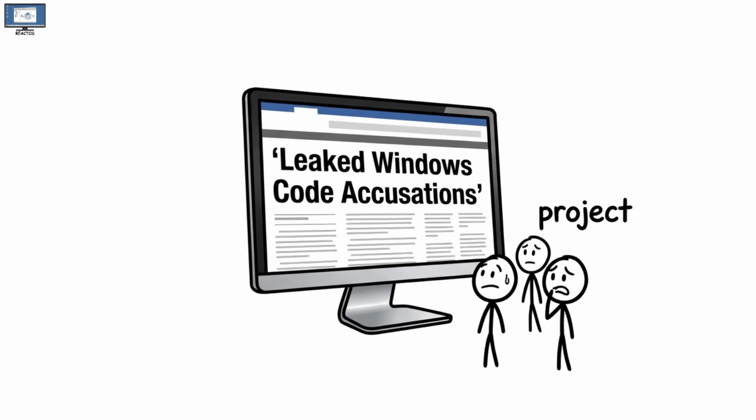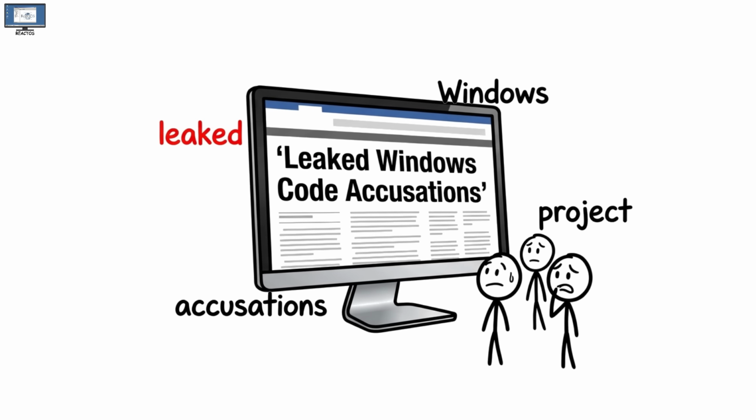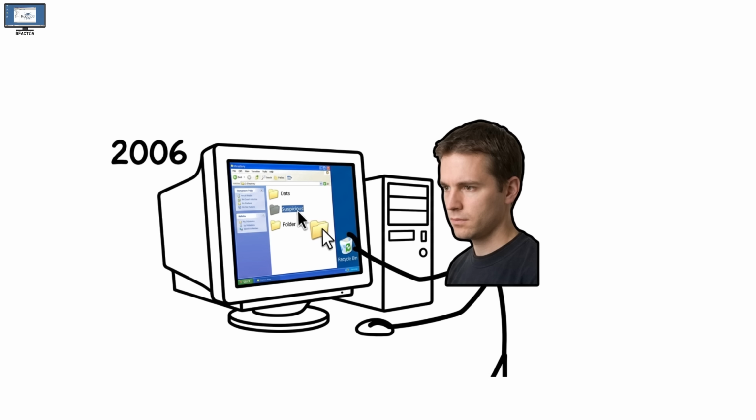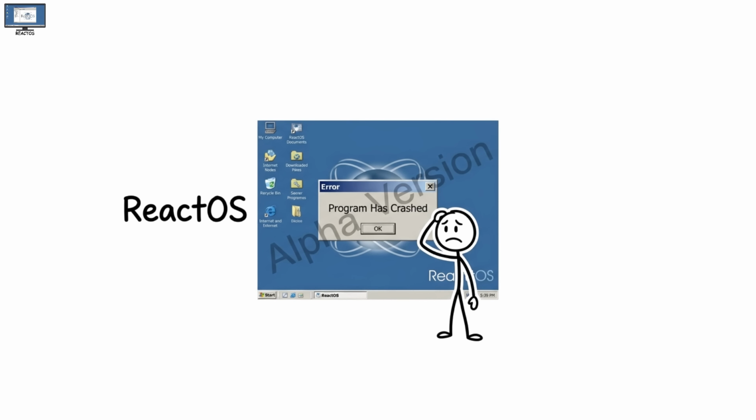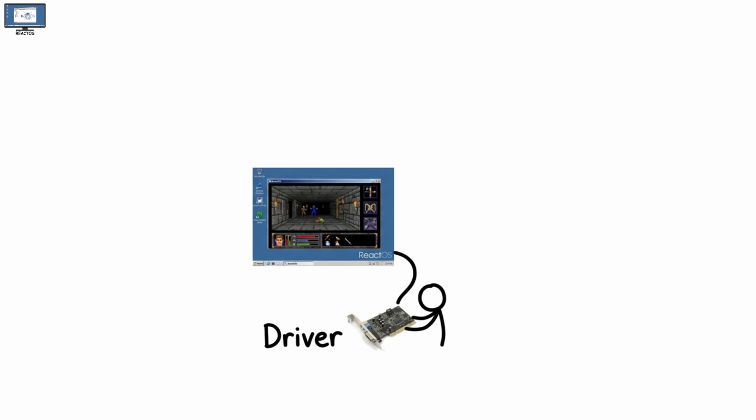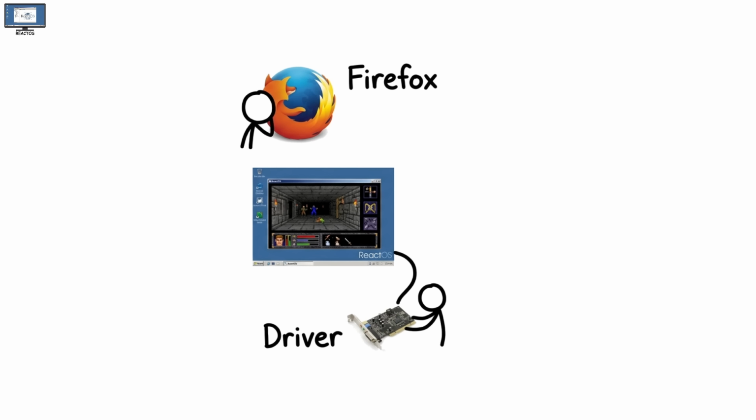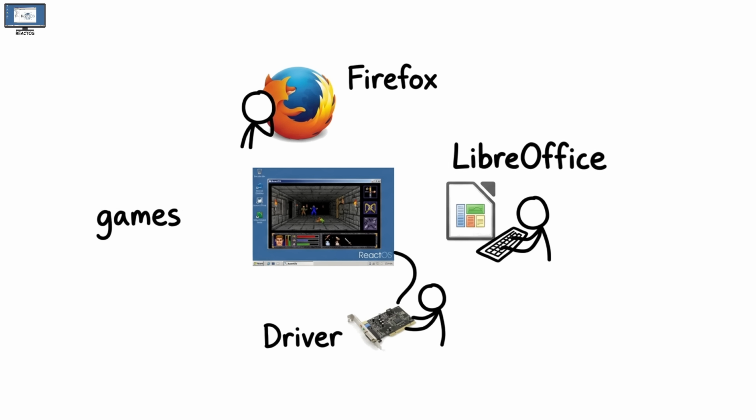The project faced accusations of using leaked Windows source code. In 2006, they did an internal audit, cleaned out anything suspicious, and kept going. ReactOS is currently in alpha. Many programs crash, driver support is limited, but it runs Firefox, LibreOffice, and some older games.